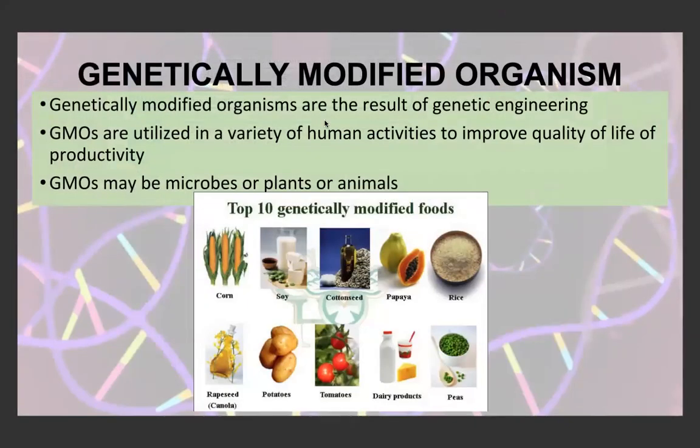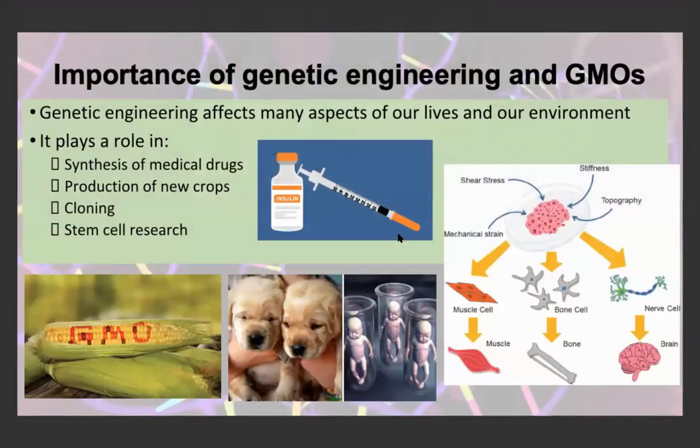So a genetically modified organism is an organism that is the result of genetic engineering. GMOs, genetically modified plants, usually are used in a variety of human activities to improve the quality of life or to improve productivity. GMOs can be microbes or plants or animals. Most often they would be plants. The importance of genetic engineering and GMOs: they affect many different aspects of our life and our environment. They play a huge role in the synthesis of medical drugs and in the production of new crops. They also play a role in cloning and in stem cell research.